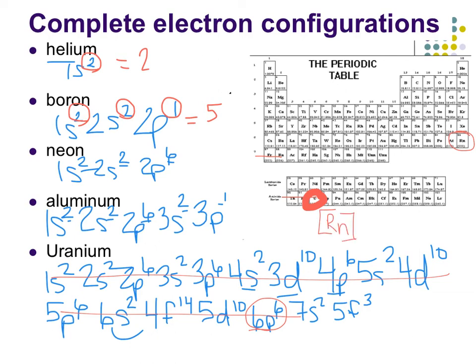And then you do have to start the last row from scratch, so that we would write the 7s2 and the 5f3. But we can abbreviate everything up to that noble gas just by writing the noble gas in brackets. Be careful that if it asks for the complete configuration, it's asking for that gigantic thing in blue, the entire thing. But if it doesn't specify, you're more than welcome to use the abbreviated version.